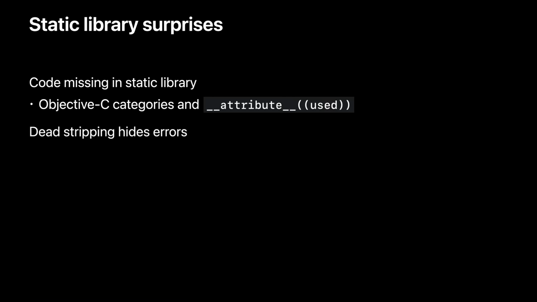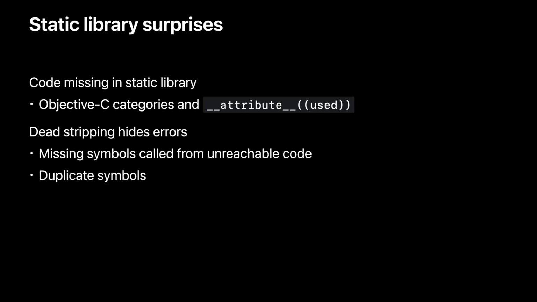Another interesting interaction is static libraries and dead stripping. It turns out that dead stripping can hide many static library issues. Normally, missing symbols or duplicate symbols will cause the linker to error out. But dead stripping causes the linker to run a reachability pass across all the code and data, starting from main. And if it turns out the missing symbol is from unreachable code, the linker will suppress the missing symbol error. Similarly, if there are duplicate symbols from static libraries, the linker will pick the first and not error.